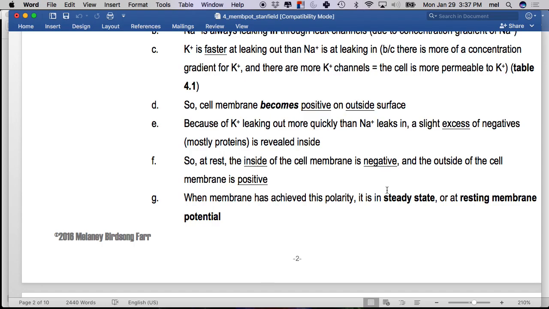Okay. Note to self, I am not telling you that the entire extracellular fluid is positively charged and the entire intracellular fluid is negatively charged. The charges stay close to the membrane. Anybody know why?